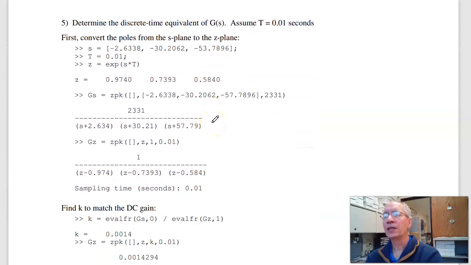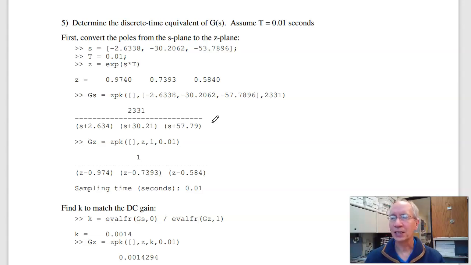Problem 5. Suppose somebody comes along and says, you know, I'd like the sampling rate to be 0.01 second. Now give me the discrete time equivalent. Well, in controls, that's a big deal. If you change the sampling rate, I change everything. So it's basically a complete redesign. So changing the sampling rate is a big deal.